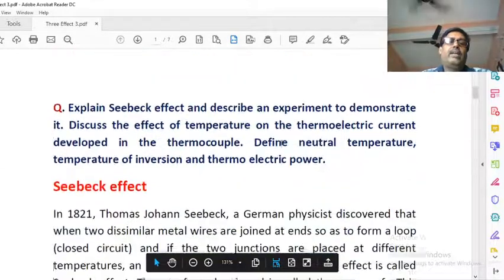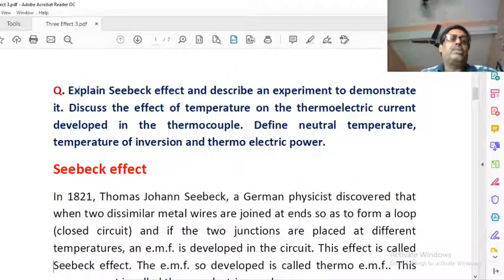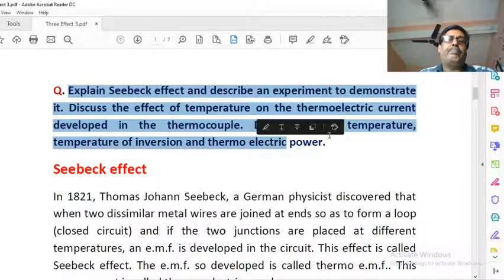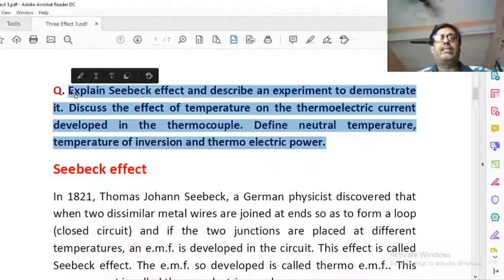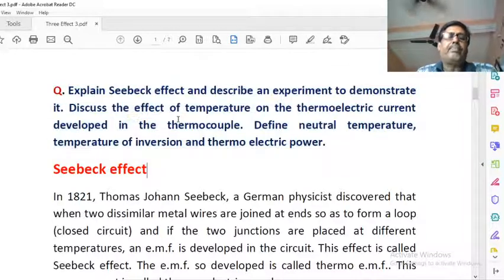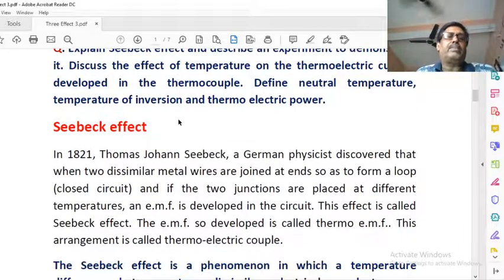Okay, and you may see the question which is asked in the examination. Actually, this is the pattern. I am not saying that this question will be asked in the examination, but whenever a question is asked on the Seebeck effect, the pattern will be like this. So if you prepare this question, it means you are preparing the answer for any question related to the Seebeck effect. Okay, because every part has been covered in this video.